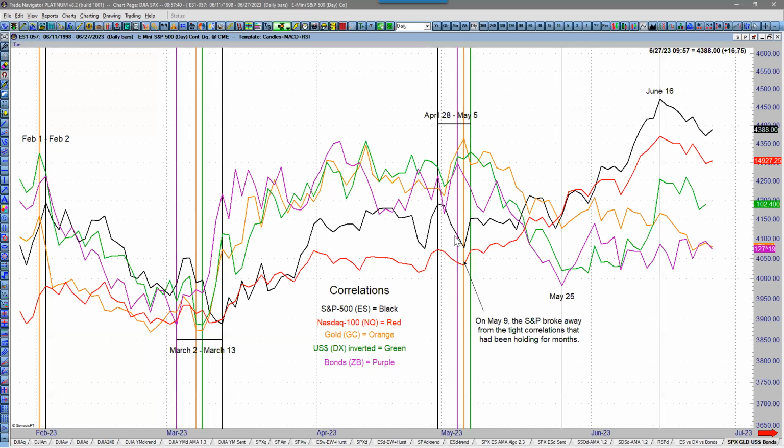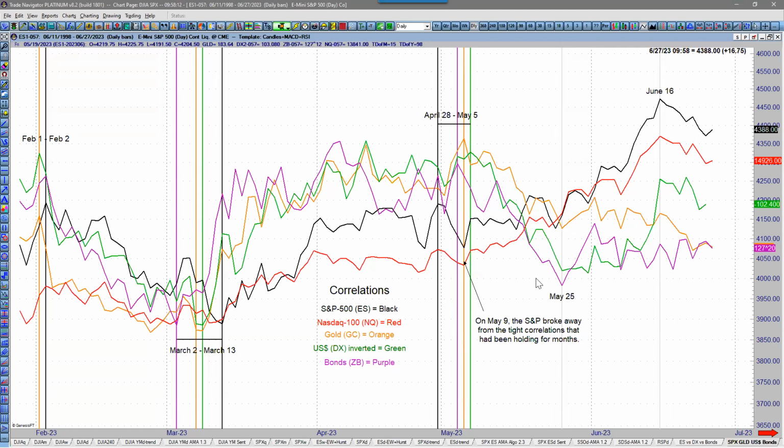And on that date, the black line, the S&P, refused to go down with everything else. Also, the NASDAQ actually started its rally in late April. And both of those continued higher, really against the grain, during the entire month of May. Everything else that had been correlated with them, the correlation just ended abruptly on approximately May 9.